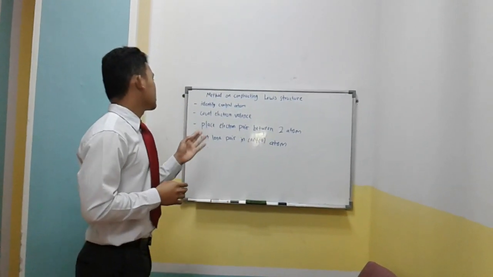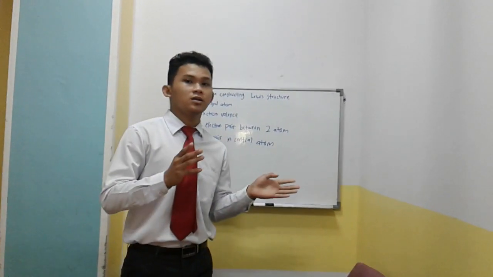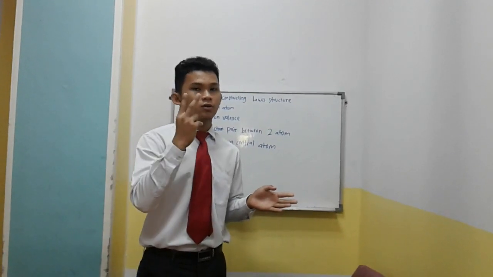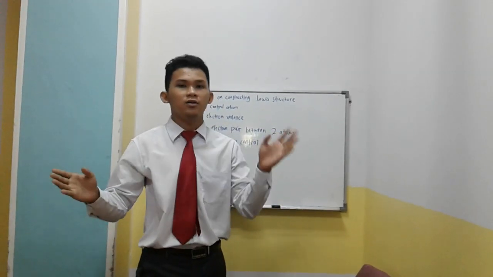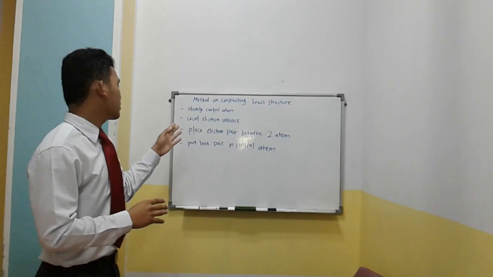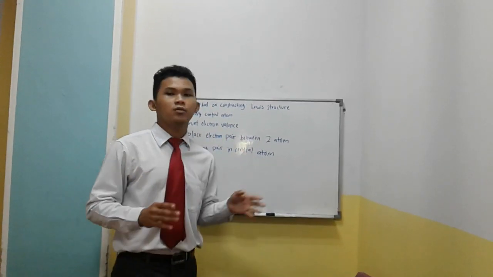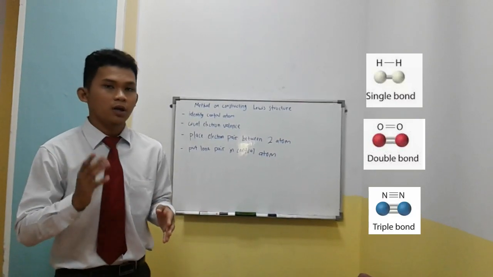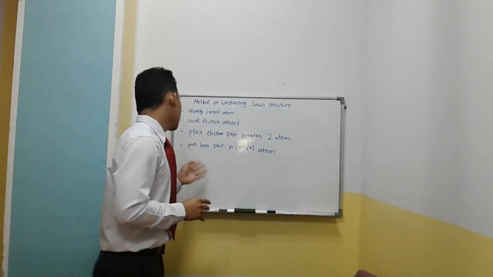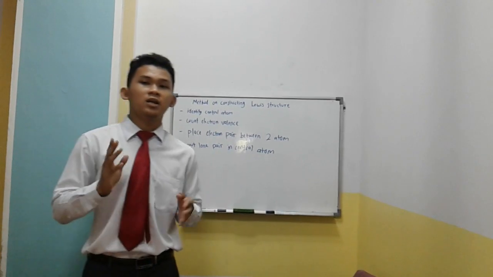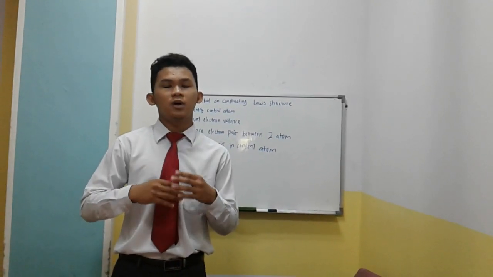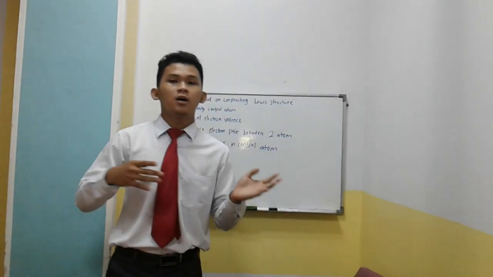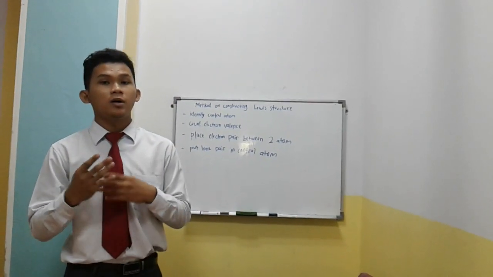And then the second step is to count the valence electrons of each atom, since there are two atoms and they have different valence electrons. Okay. Step 3 is to place electron pairs between the two atoms, where you can put a single bond, double bond or triple bond. And the last one, step 4, is to put lone pairs on the central atom, if we have leftover electrons.